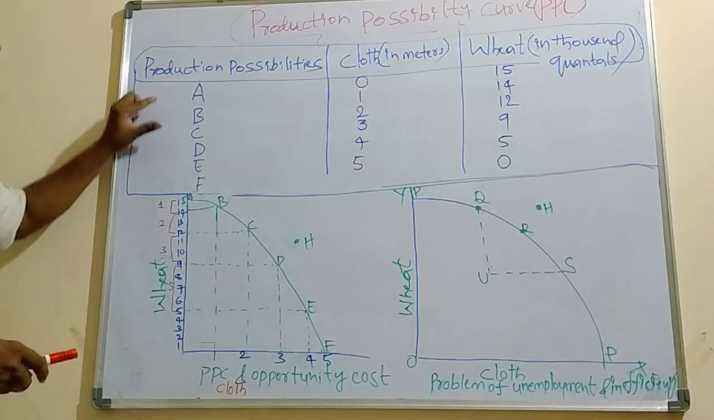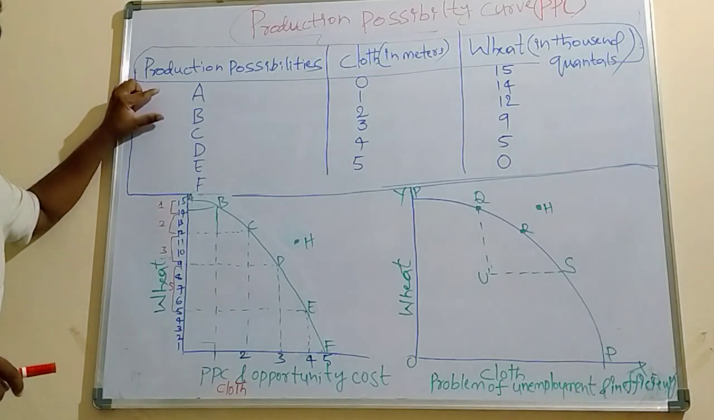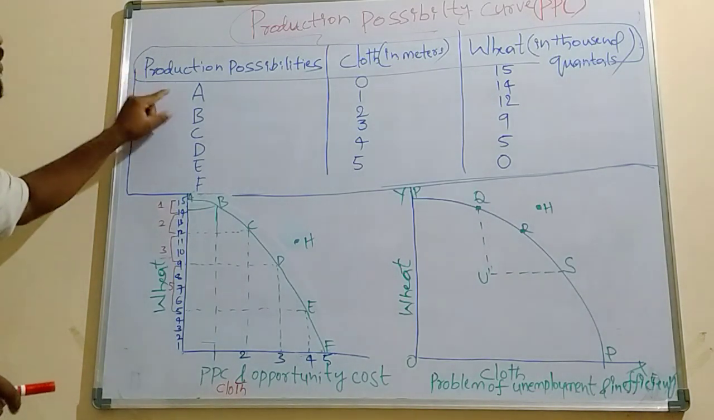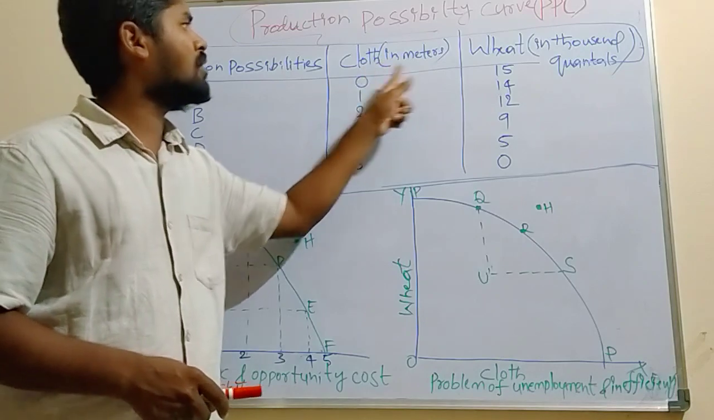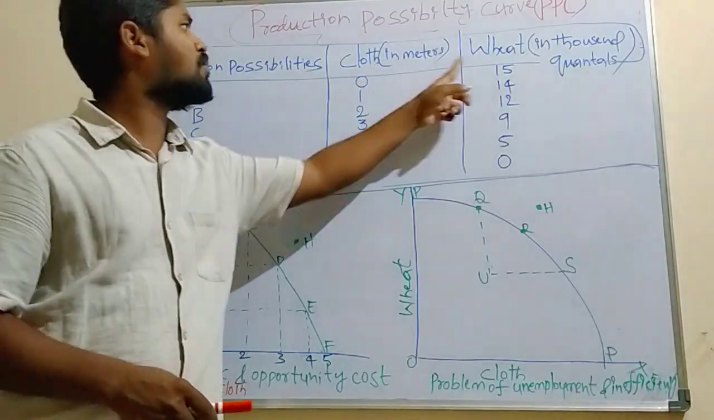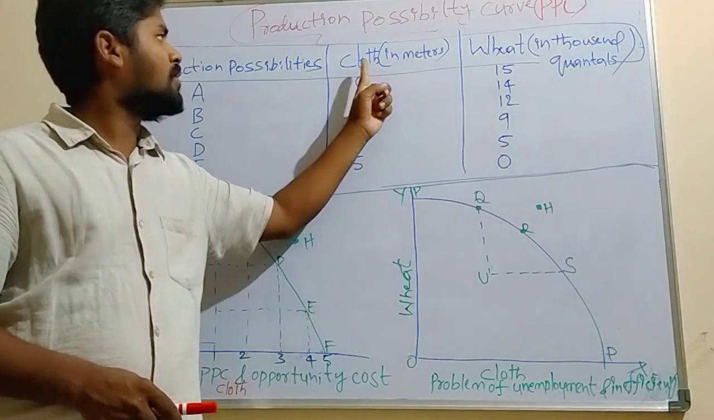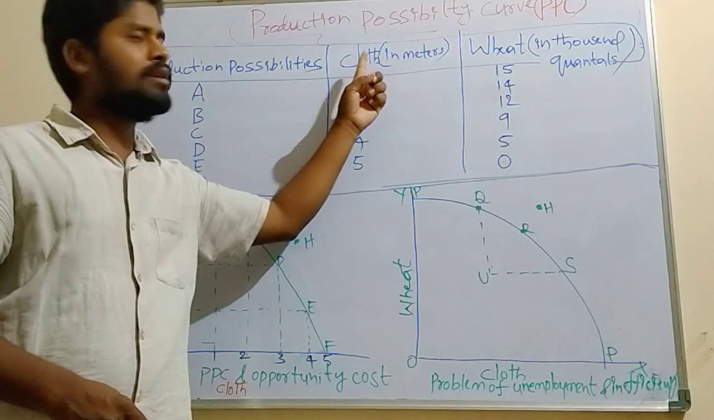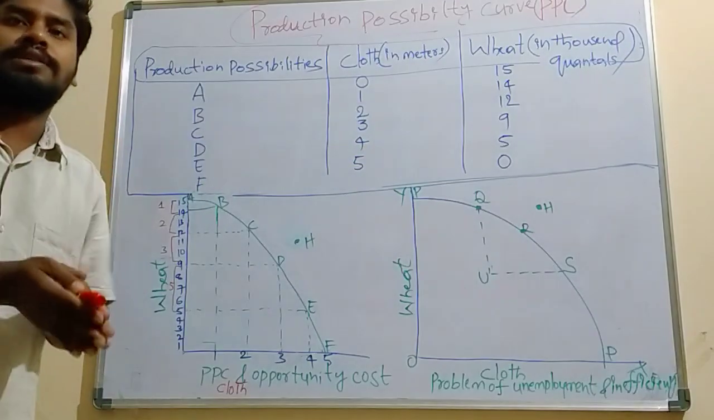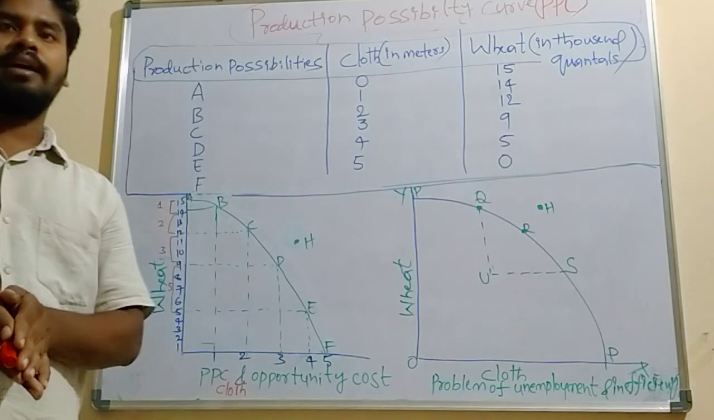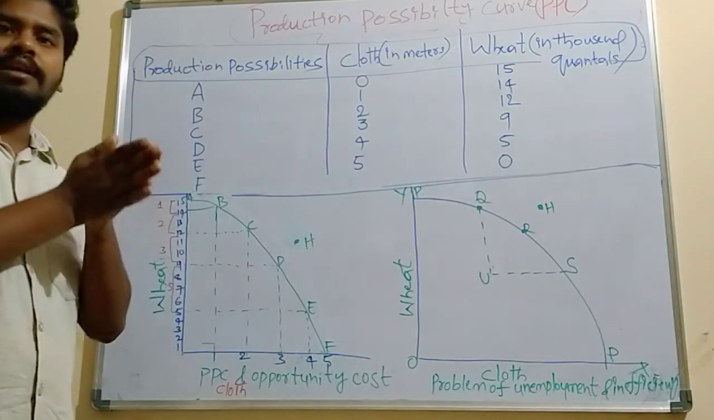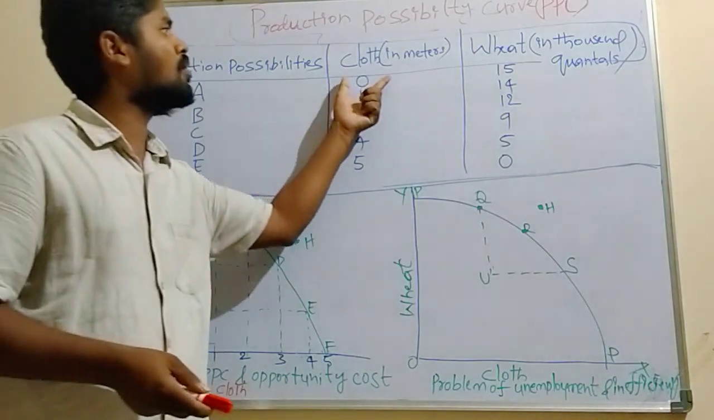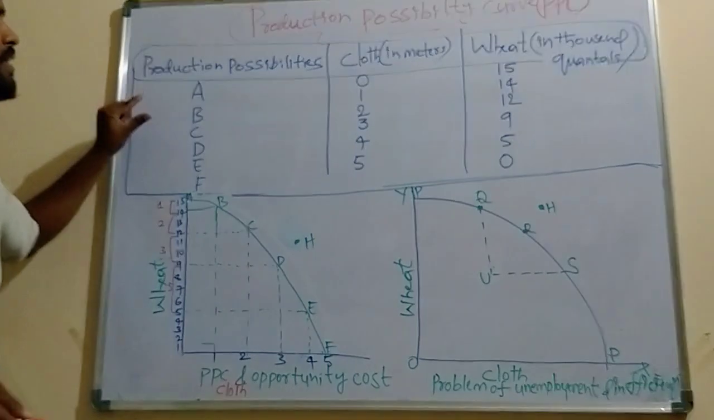Here are the various combinations of production, various possibilities to produce goods and services. Various possibilities of two goods, for example cloth and wheat. In order to produce these two goods, we have limited resources and technology. Given the resources and technology, we have to produce the cloth and wheat. So let's look at it here.